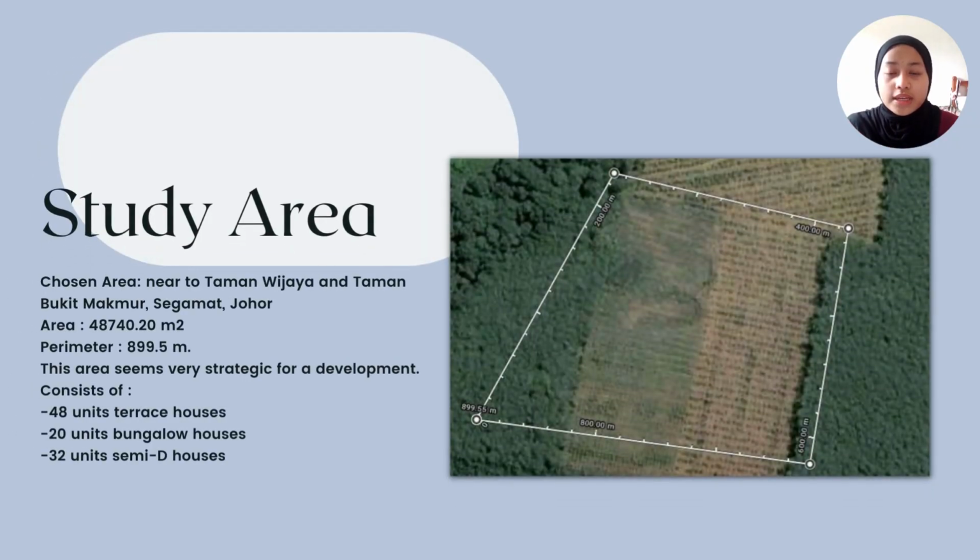And the last one of my part is the study area. As you can see from this slide, the study area is, like I said in the previous slide, near to Taman Wijaya and Taman Bukit Makmur, Segamat Johor. This area is chosen because it seems very strategic for development. This area will consist of 48 units of terrace houses, 20 units of bungalow houses, and 32 units of semi-D houses.